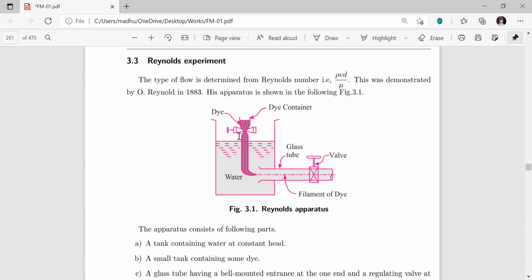Now, the color is made to enter the horizontal pipe at the bottom of the container in the glass tube, and as the valve of the dye container is opened, the dye enters into the glass tube if the valve of the glass tube is also opened simultaneously. Then the filament of the dye passes as shown by the dotted line in this Reynolds apparatus.